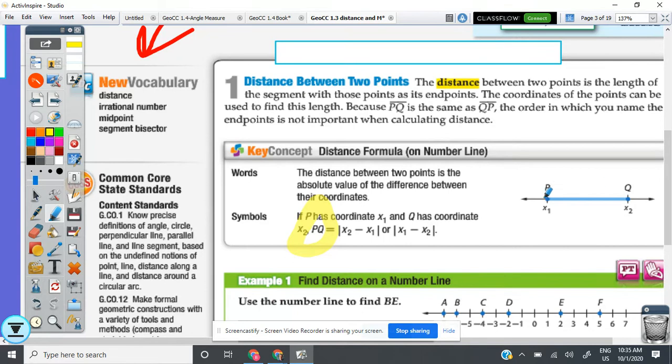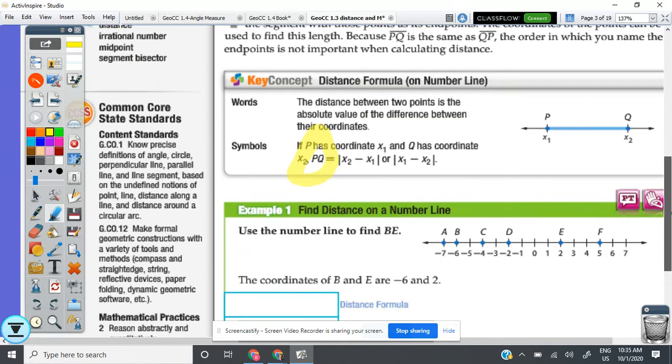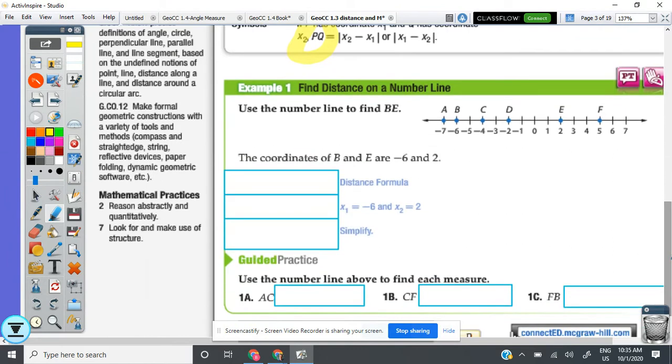So we subtract them, take the absolute value. So put EX1, put a box around it. Write in your notes, EX1, put a box around it.